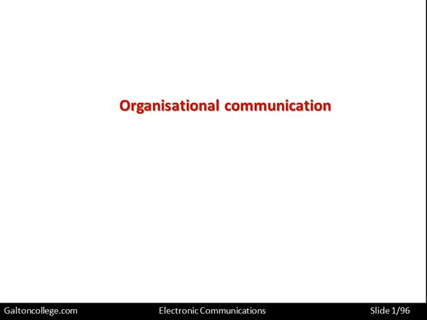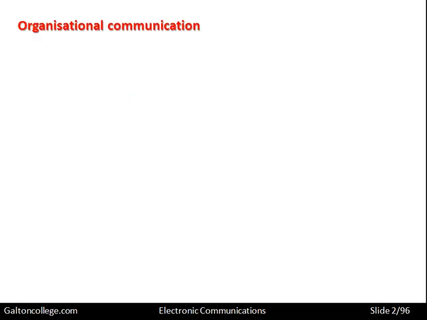This class is concerned with organisational communications. It'll look at different types of communications that flow within an organisation, and in particular through the electronic medium. So it'll look at the advantages and disadvantages of various types of electronic communications. Let's start by looking at organisational communication.